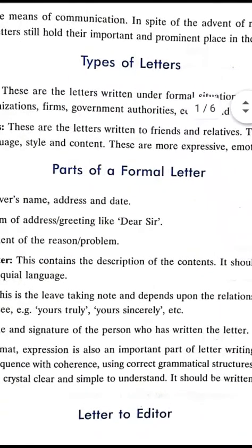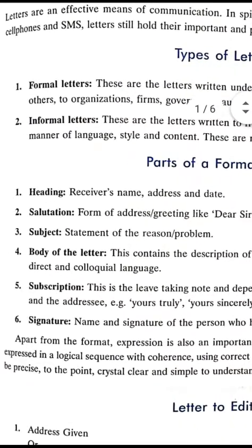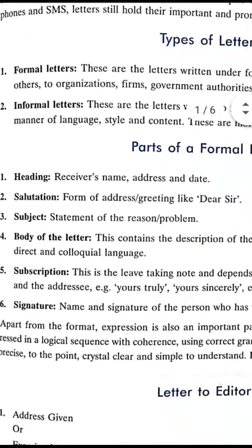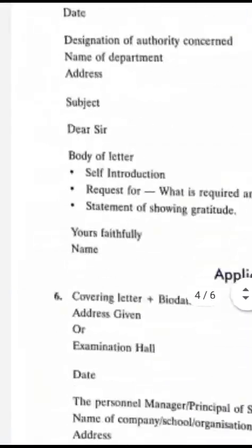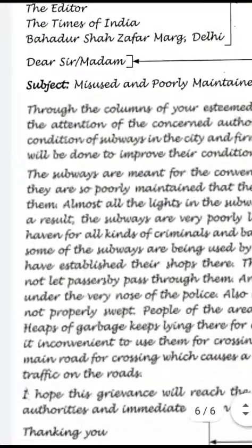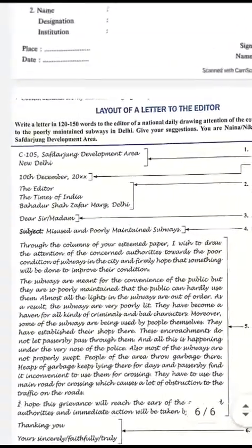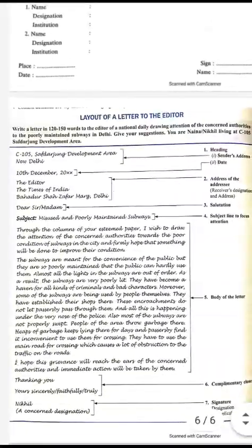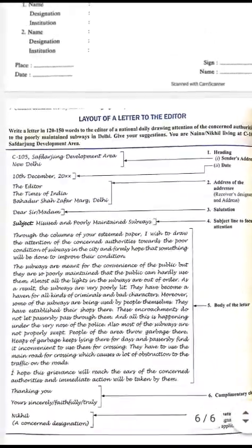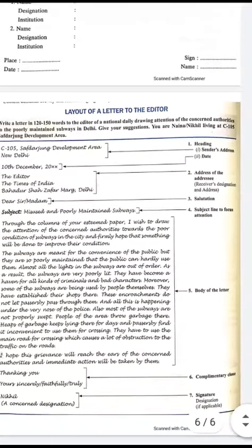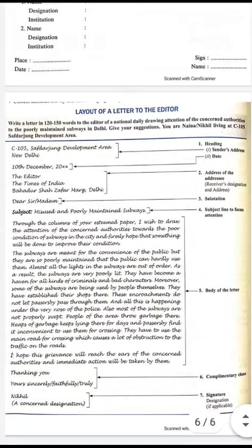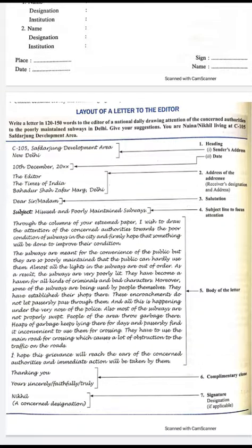Now coming to the parts of a formal letter. What does a formal letter include? It is heading. Okay, so before I explain the parts, come to the last page of the PDF. Yes, I have shared a layout of a letter to the editor. This is the letter which is written to the editor. So the format is the same for all kinds of formal letters.